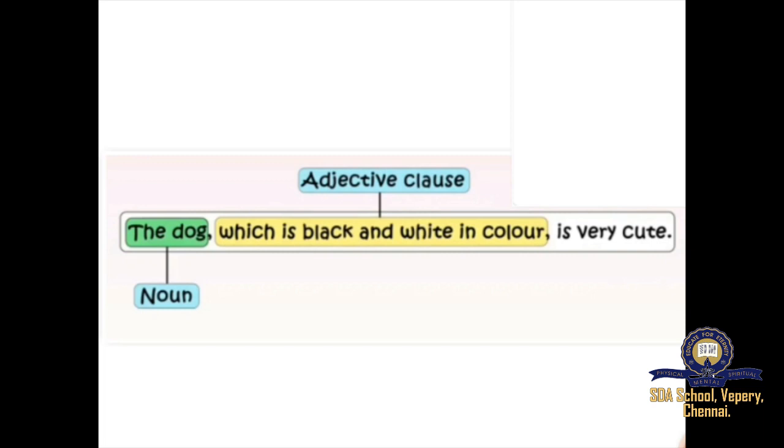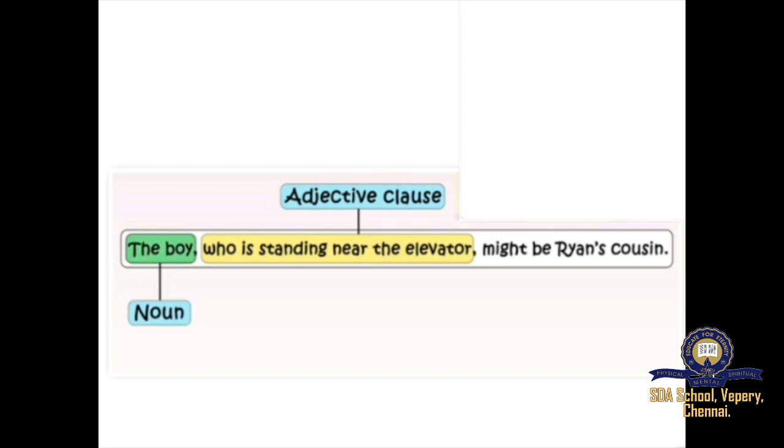Let's see one more example. The boy who is standing near the elevator might be Rian's cousin. Here in this sentence, the boy is a noun. Then, who is standing near the elevator gives more information about the noun, the boy. Therefore, it's called an adjective clause. Students, till this point I hope you understood.